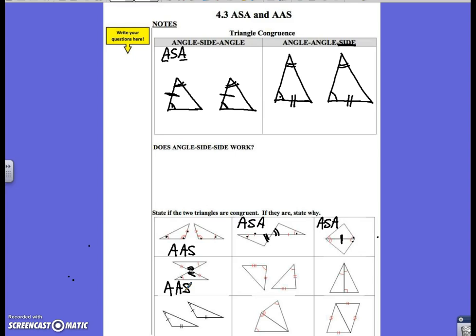All right, so let's look at this next one. We've got this side congruent to this side congruent to this side. Angle in between. The angle in between. Oh, the angle's not in between. Oops, sorry, they're not corresponding. That's not going to work.